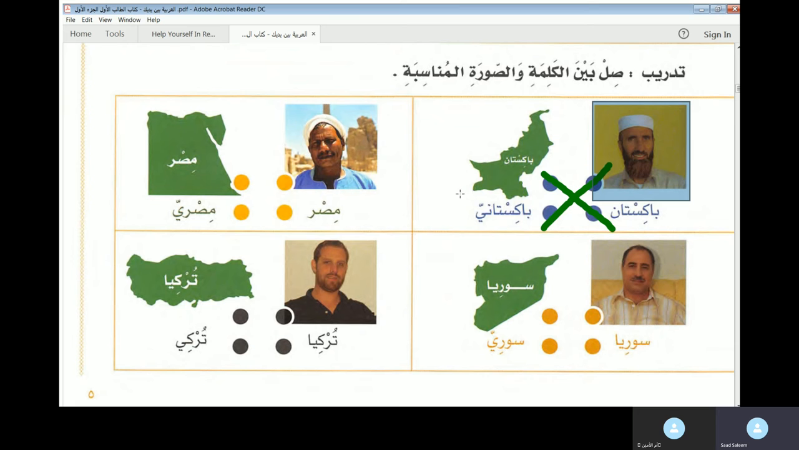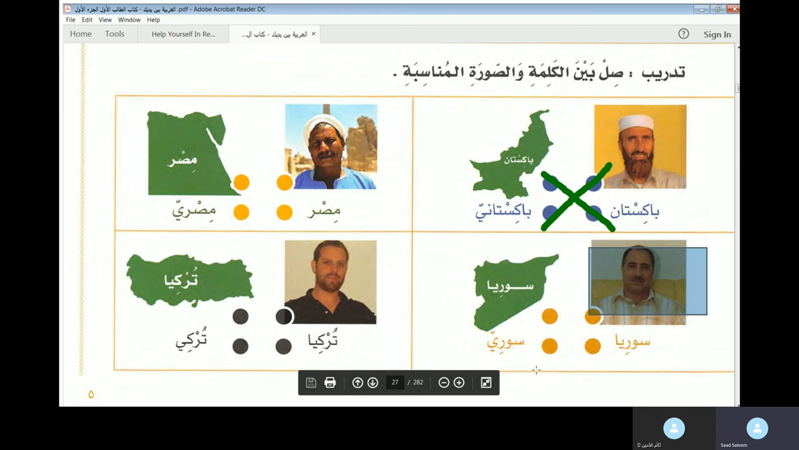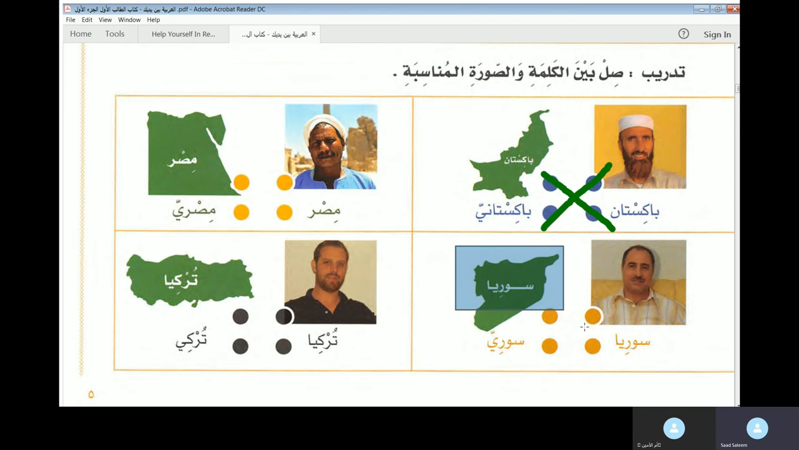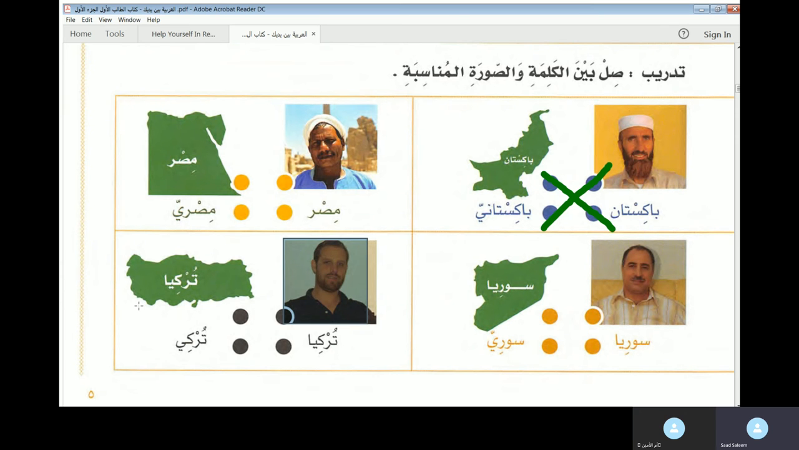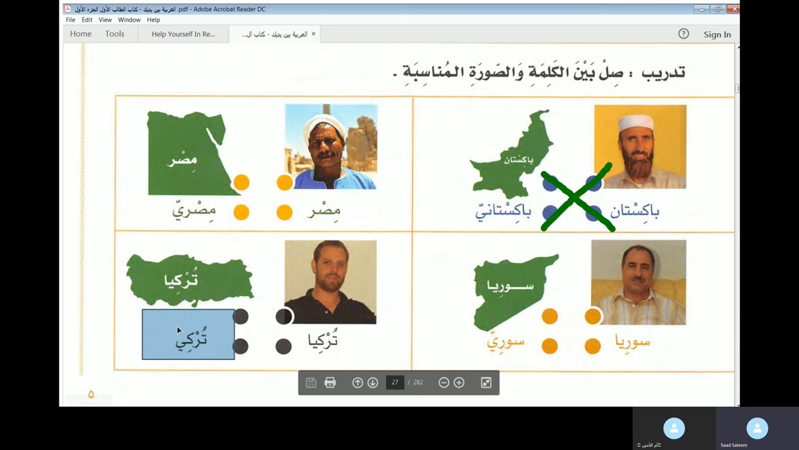So the first picture will be joined with the word Pakistani. And the second picture will join with the word Pakistan, okay? And this man? Misri. And this map? Misr. This man? Suri. And this map? Suriya. This man? Turki. This man? Turki.